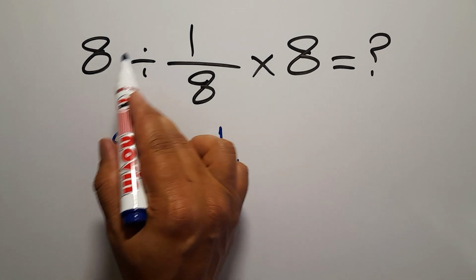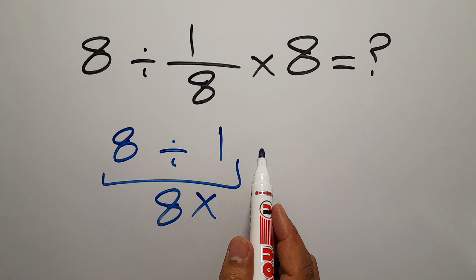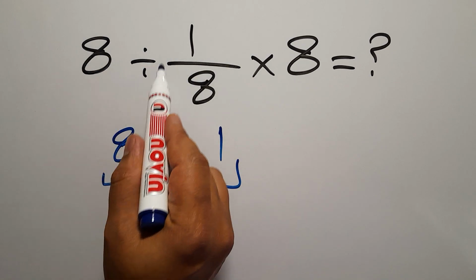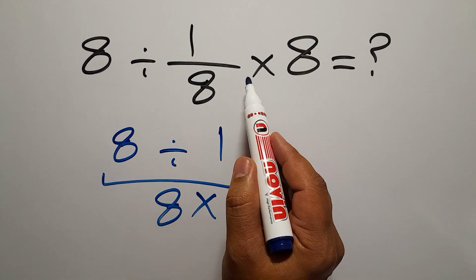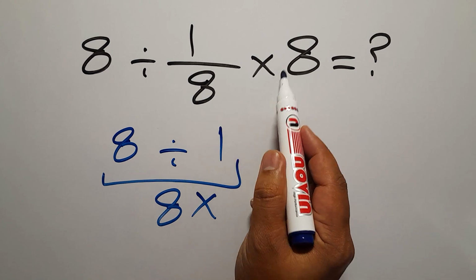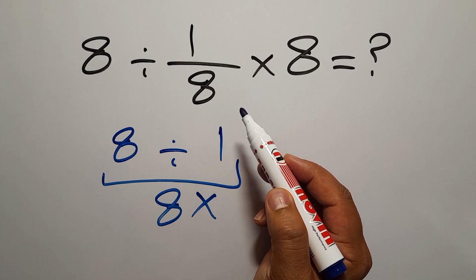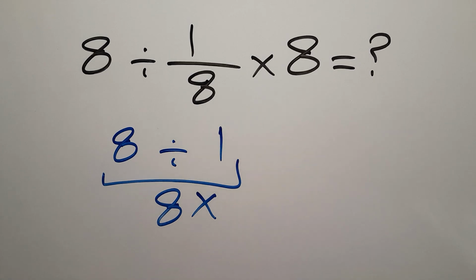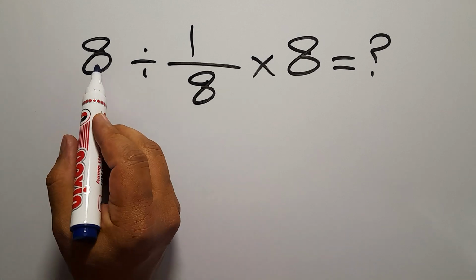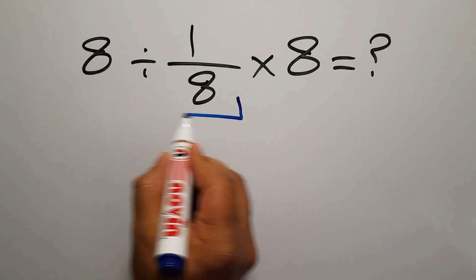multiplication and division have equal priority, and we have to work from left to right. So first we have to do this division, not this multiplication. Then we have to do this multiplication. Okay? So 8 divided by 1 over 8.